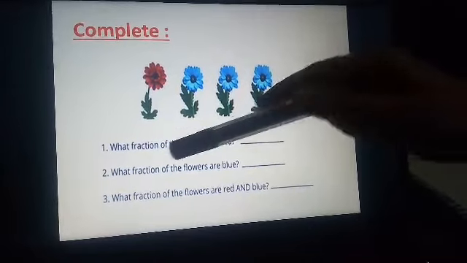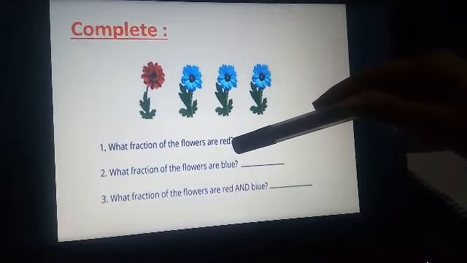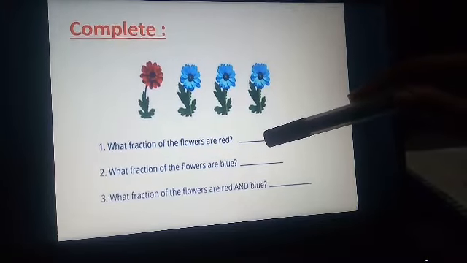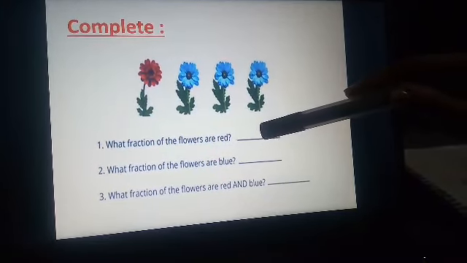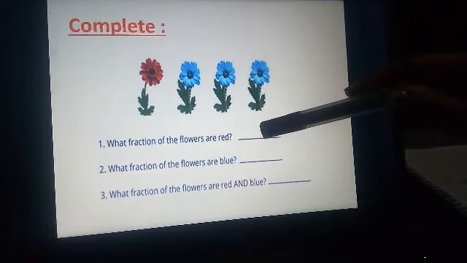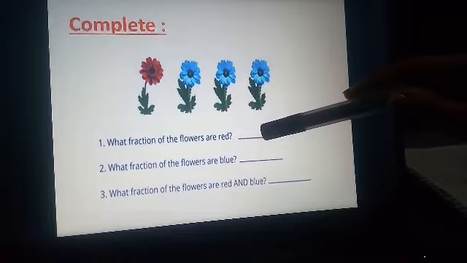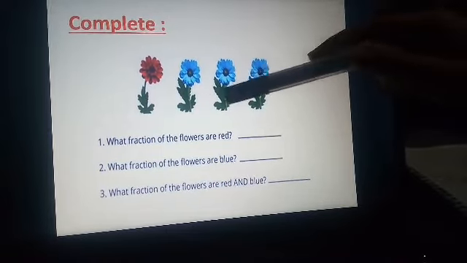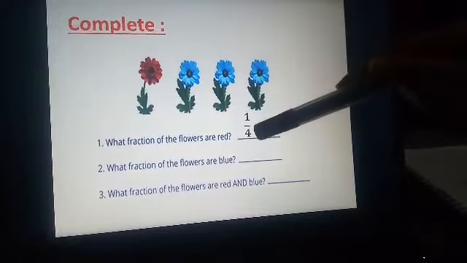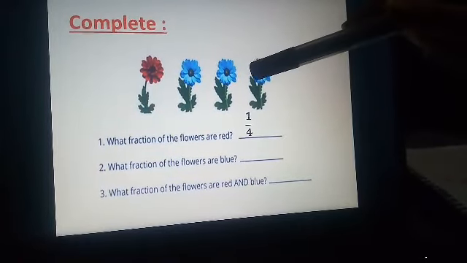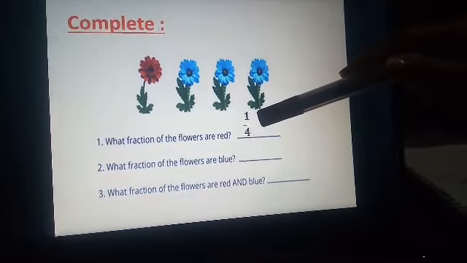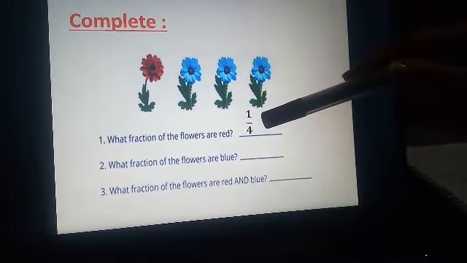Complete. What fraction of the flowers are red? I wanted to write a fraction that represents the red flowers only. So how many red flowers do we have here? Just 1. So I will write up number 1 and I will write down the number of all flowers. Let's count them. 1, 2, 3, 4. 1 represents the red flower and 4 represents the number of all flowers. And this is quarter. So the red flowers represent a quarter of the flowers.